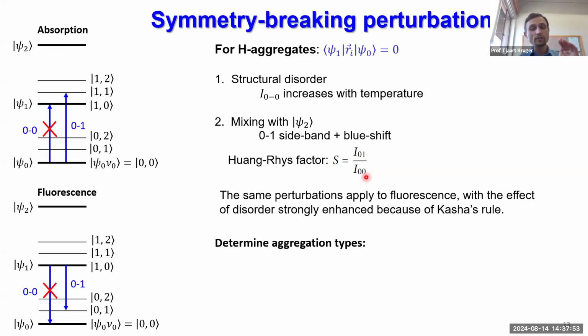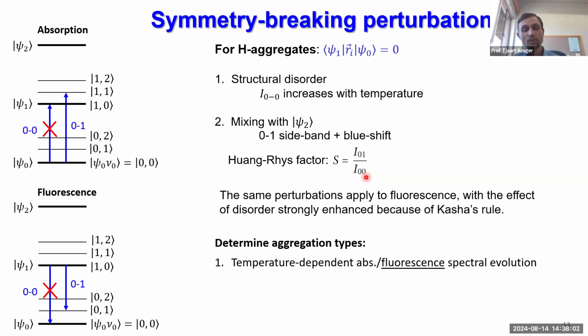Okay, so there are different ways in which aggregate types can be determined based on the differences between H and J aggregates. Firstly, one can look at temperature-dependent absorption, or specifically fluorescence spectral evolution. So how the spectrum changes as a function of temperature. We know that this intensity is going to increase. There's also going to be either a blue shift or a red shift.